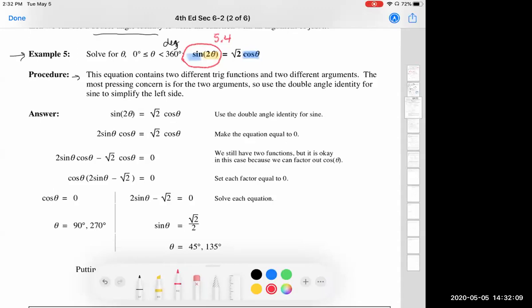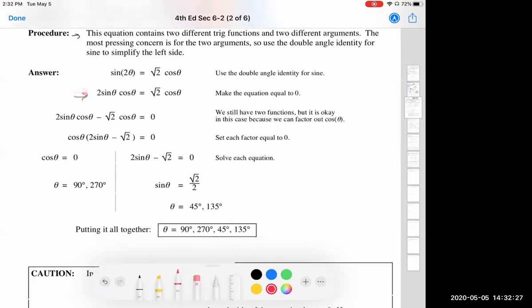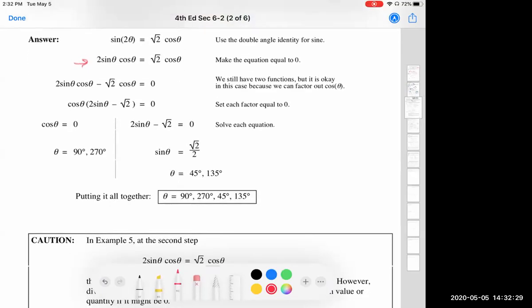Now from my double angle identities, this can now be written as 2 sine theta cosine theta. All right, now I'm left to work with our equation, but we see that we need to set it equal to 0, so we make it equal to 0. And now we're left with our problem here: 2 sine theta cosine theta minus square root of 2 cosine theta equals 0.